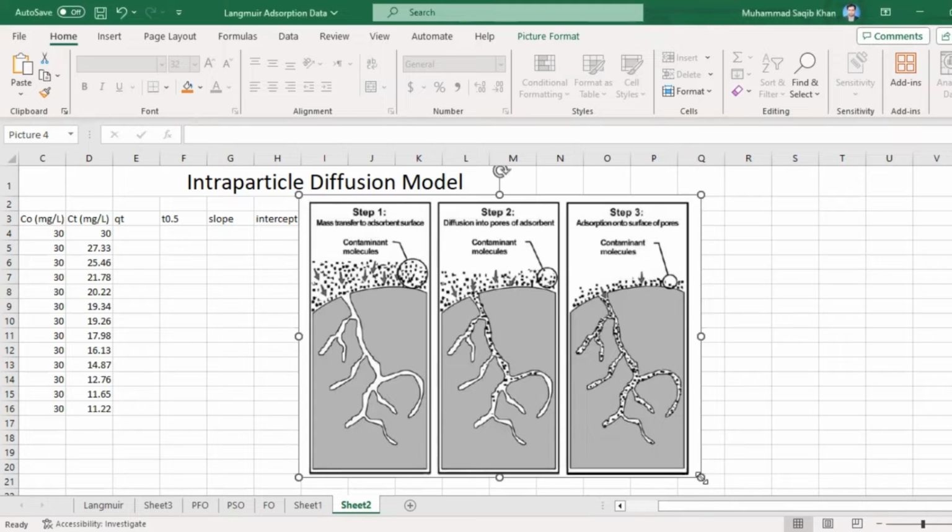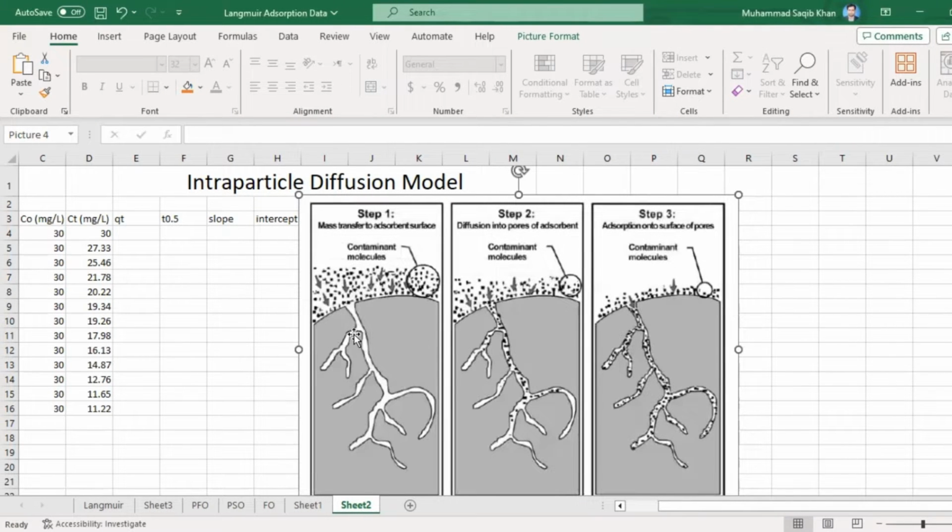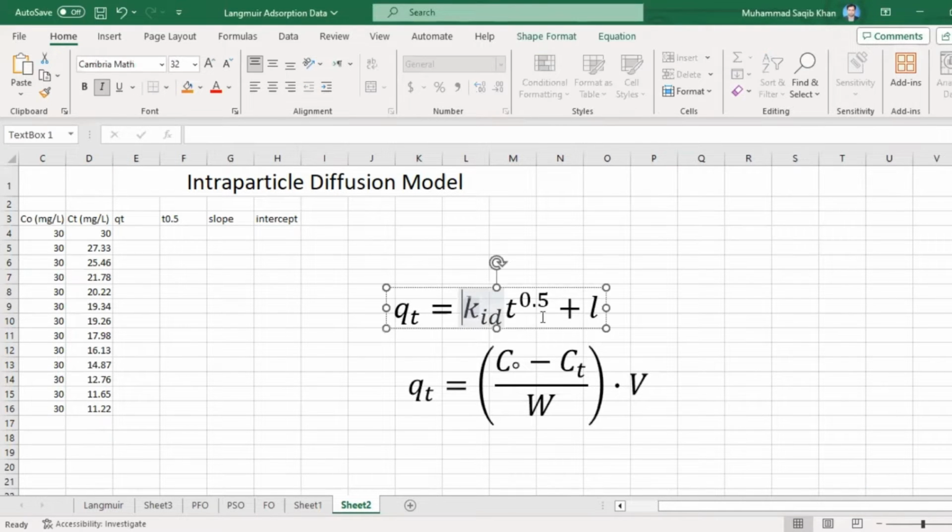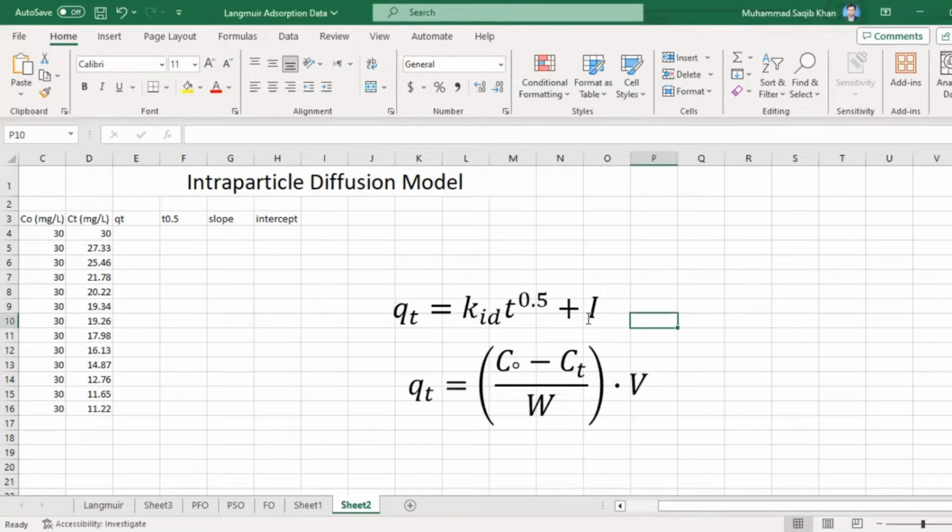In this figure, you can see that intraparticle diffusion is explained a bit. The adsorbate, you can see the intraparticle spaces inside an adsorbent. And the adsorbate molecules can enter inside and adsorb onto the active sites. So this model explains basically the process of diffusion. The equation for this model is Qt equals Kid times t to the power half plus I. I is basically the thickness of the layer and Kid is the intraparticle diffusion constant.